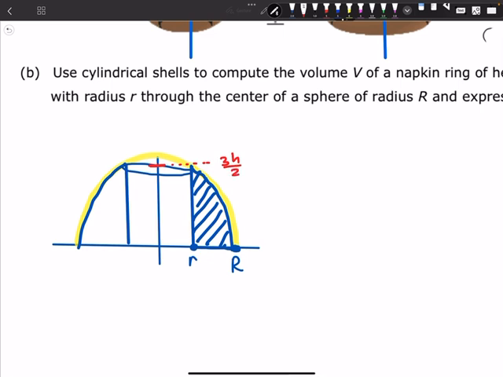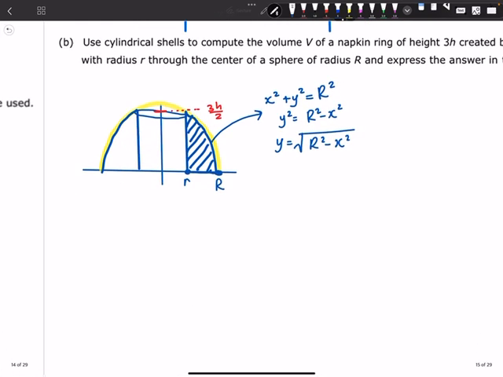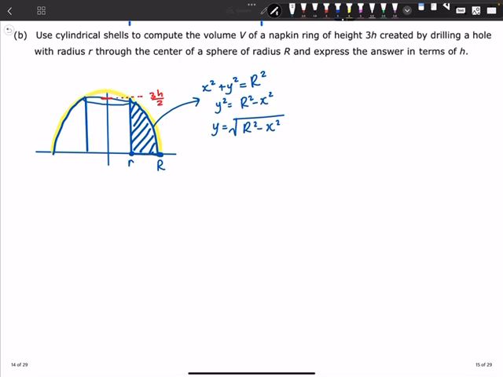All right, so I want to come up with the equation for this circle right here. Again, we know x squared plus y squared is equal to the radius squared, so this will be big R squared. You can solve for either x or y here. We can say y squared is equal to R squared minus x squared, or specifically y is equal to the square root of big R squared minus x squared. So now we have a function that we can actually go ahead and rotate.